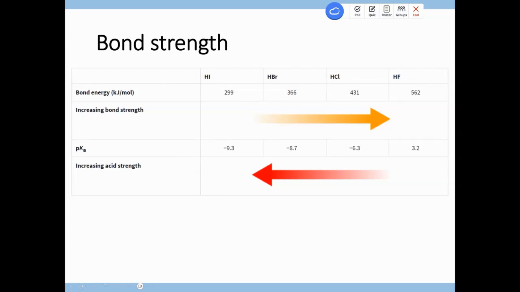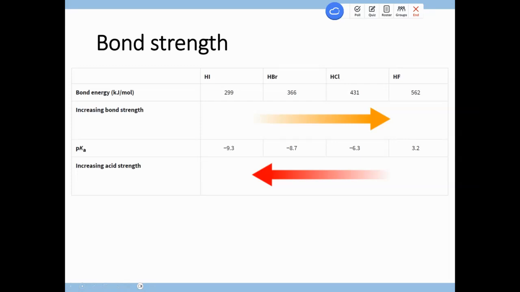So on the slide we have 3 strong acids and then HF, which is listed as a weak acid. HI bond energy, so higher bond energy means stronger bond. HI bond energy is lower than HBr, which means it's a weaker bond, and as a result, the acid is stronger. We have a lower pKa. And then the same thing carries out through the trend, but let's look at HCl and HF. HCl has a lower bond energy, that means weaker bond. That means easier to break the Cl to H bond. That means stronger acid. HF is a weaker acid.